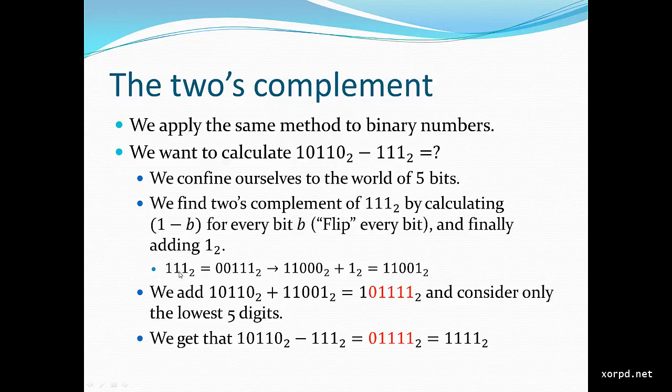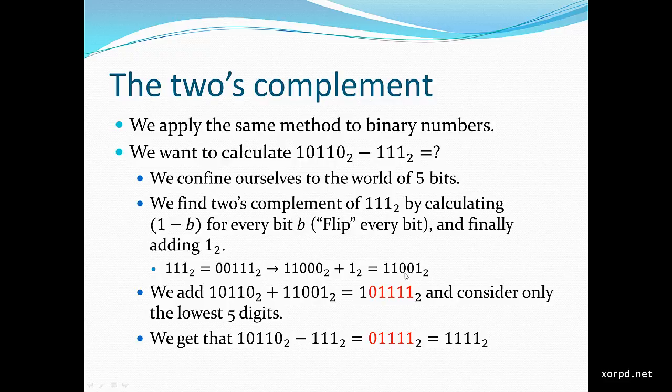First, we take the number 111 in base 2. We extend it because we are going to work in the world of 5 bits, so we extend it with 2 zero bits. Now we do the bit flipping. We change every 0 into 1 and vice versa, and we get this number. And then we add 1. Finally, we get this result, 11001 in base 2.